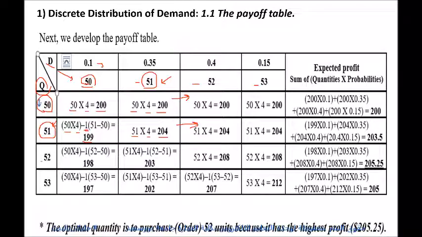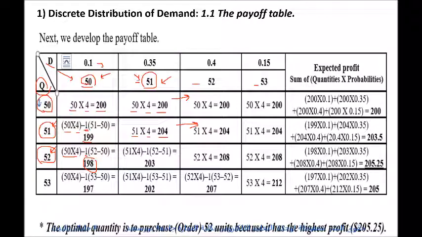If you have 52 and the customers need 50, you will sell exactly 50 with profit 4, 50 times 4 will be 200. And the difference between 50 and 52 will be 2, times 1 as loss, the total profit will be 198. Next, you have 52 and the customers need 51.